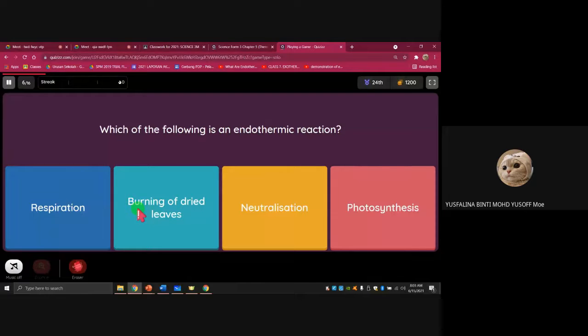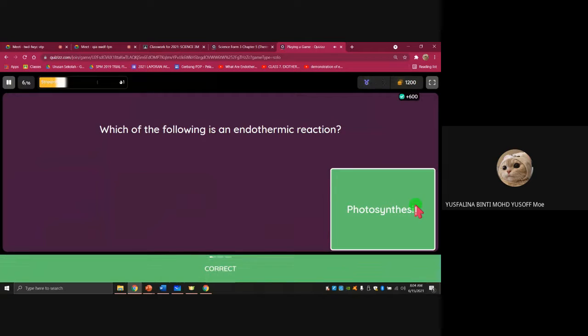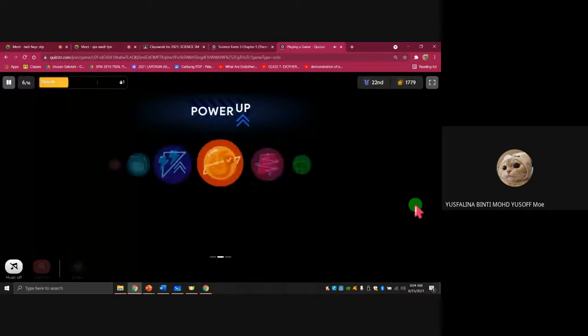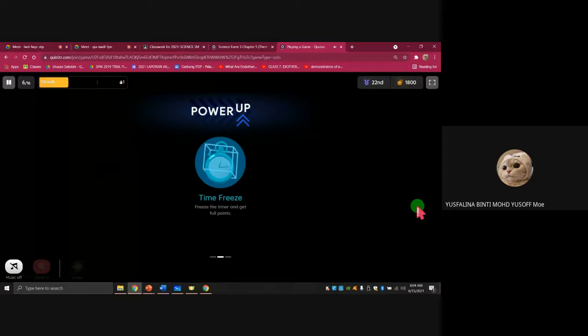Okay, the next one, which of the following is an endothermic reaction? So the answer goes to Wong and Tong. So which of the following is an endothermic reaction? So endothermic reaction absorbs heat. So if the temperature decreases, the surrounding will become cool. So which one is the answer? Which one absorbs the heat? Photosynthesis. Yes, correct. Okay, this one I already explained. It absorbs the light energy. So the light energy actually is a heat energy too, right?